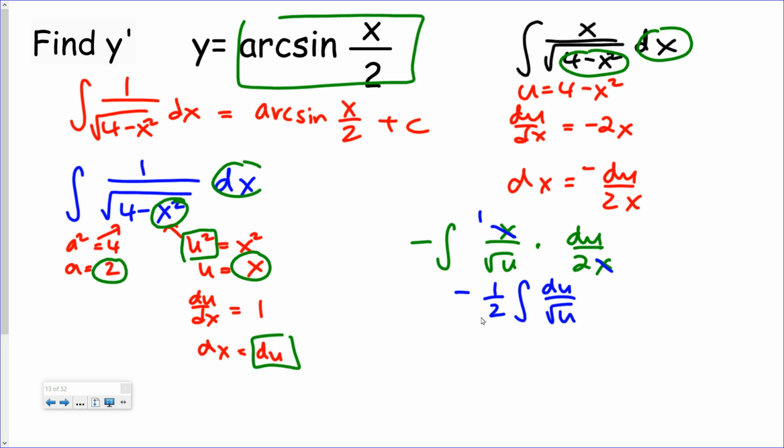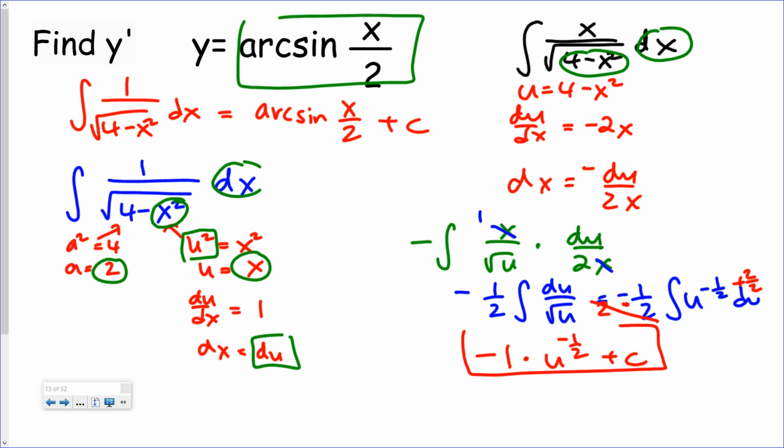Is it an easy reverse power rule? It is if I rewrite it. What can I rewrite this as? Yeah, u to the negative 1/2. So then what you do is you add 1, divide by 1/2, but if I divide by 1/2, I'm really multiplying by what? 2. Okay, these 2's are going to cancel out, so I get negative 1 times u to the negative 1/2 plus Charlie. Okay, and that is my answer.